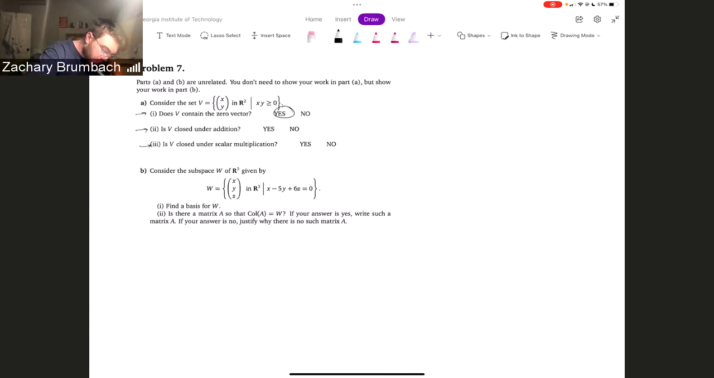So, or what's the easiest way to think about this? So, we have u and v that satisfy these conditions, okay? U equals u1, u2. V equals v1, v2, okay? And u1, u2 is greater than or equal to 0. And v1, v2 is greater than or equal to 0.